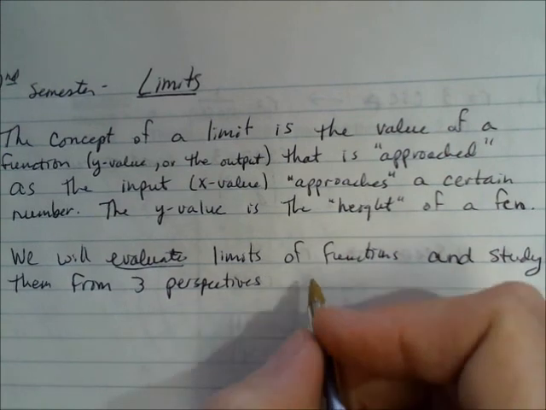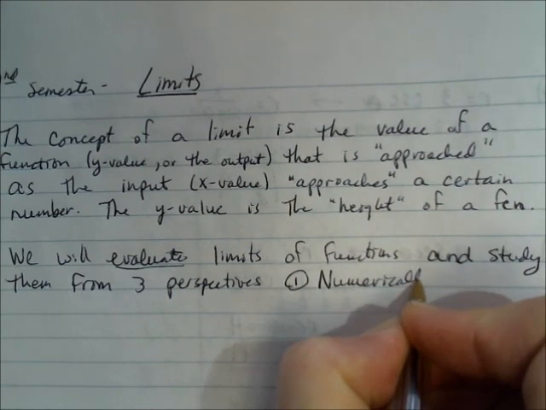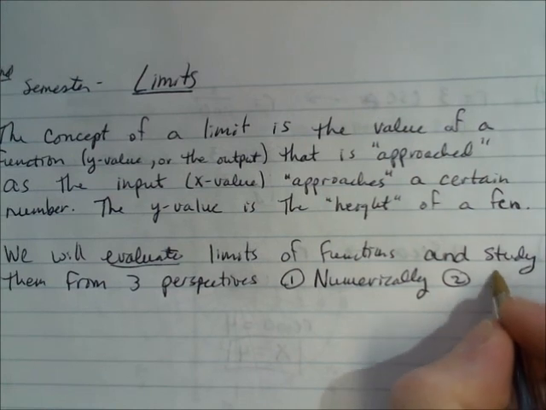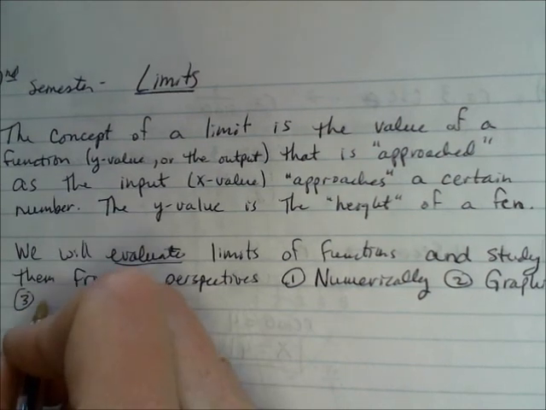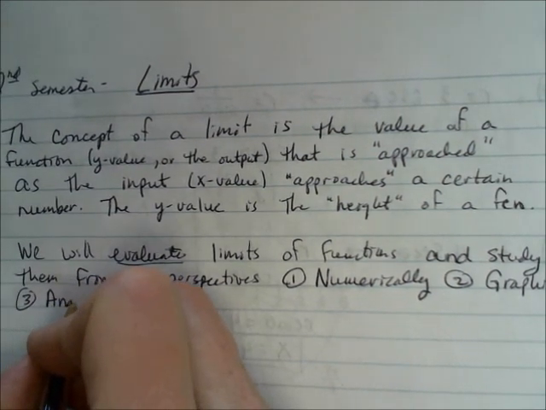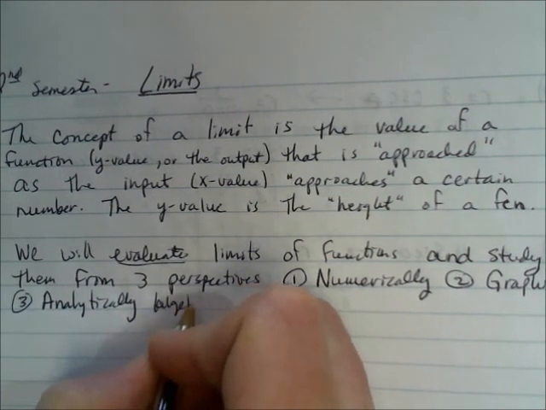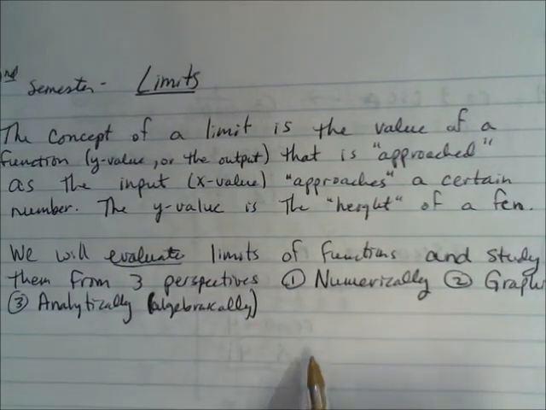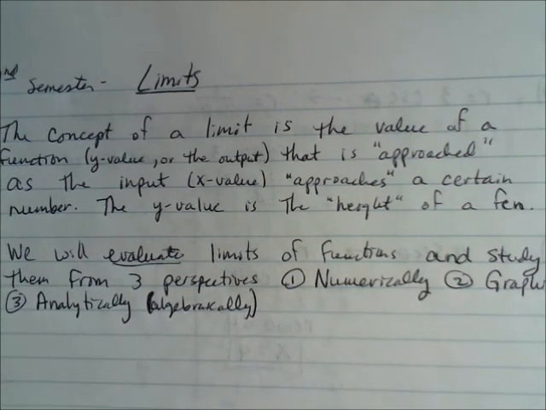The 3 perspectives are called numerically, the second one is graphically, and the third perspective is analytically or algebraically. They both start with the letter A, analytic and algebraic. So sometimes this is referred to as the NAG process, N-A-G, NAG, like I'm going to nag you about lots of things.